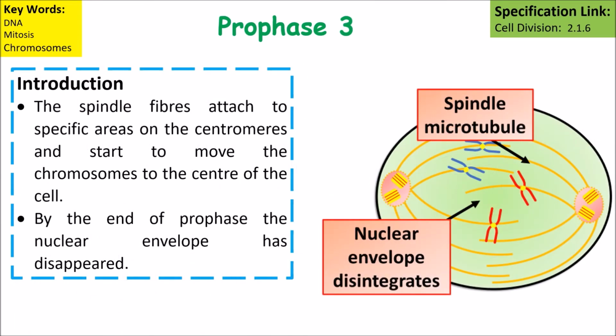So the spindle fibers attach to specific areas on the centromeres and start to move the chromosomes to the centre of the cell. By the end of the prophase, the nuclear envelope has disappeared.